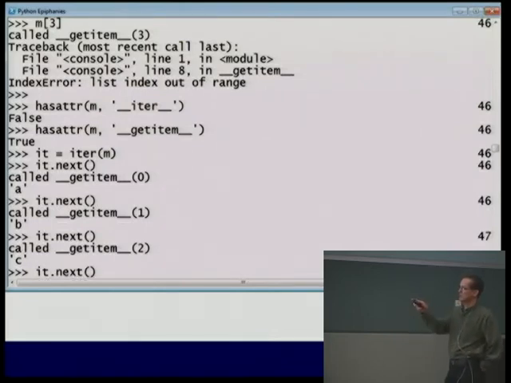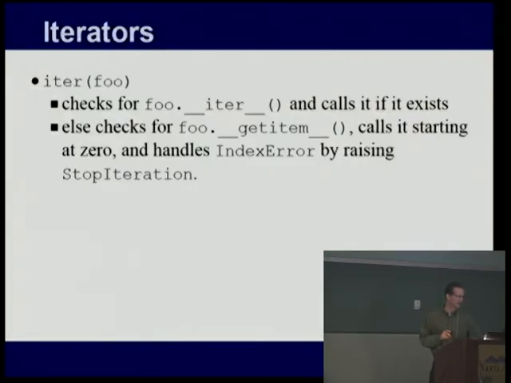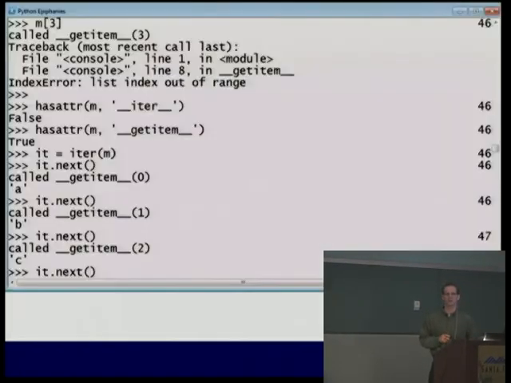And what's going to happen here? What am I going to get back? I won't get index error. Why won't I? Because it'll handle the index error and it'll raise a stop iteration to turn it into the iterator protocol, right?